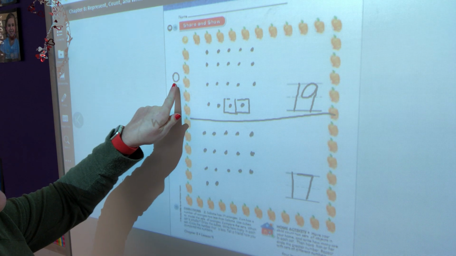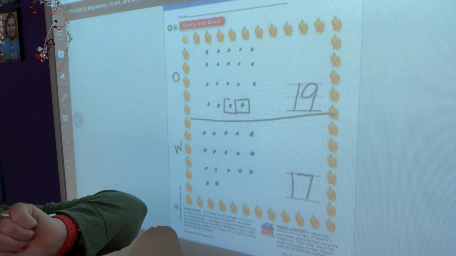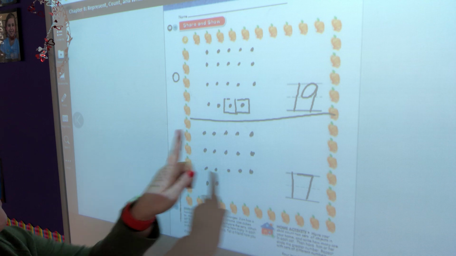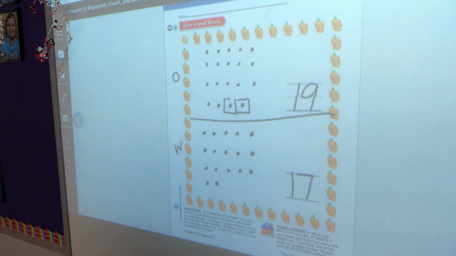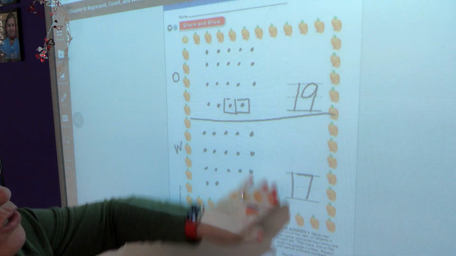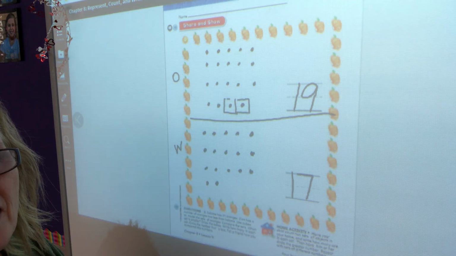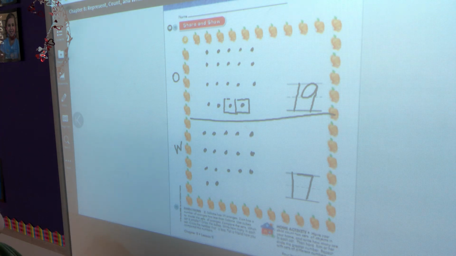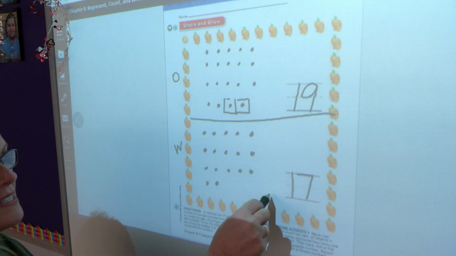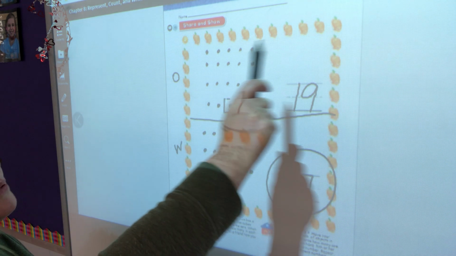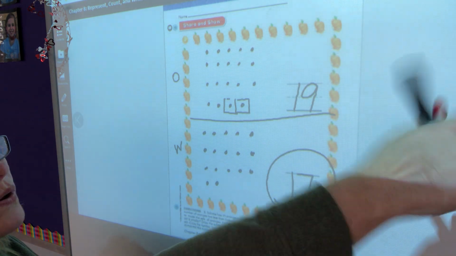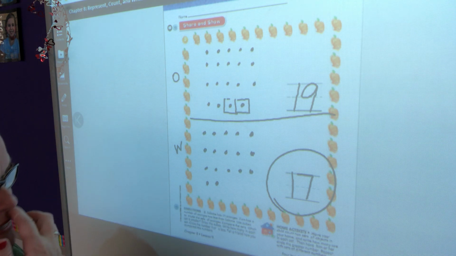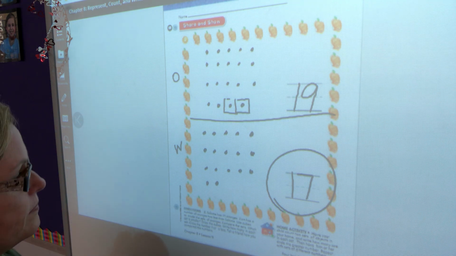So O is for Ott. Mrs. Ott has 19 oranges. W is for Wood. Mrs. Wood has 17 oranges. I want to know which of these two numbers is less. That's another way of saying the smallest number. Which one is the smallest, or which one has less? It is 17. Remember that number line. The numbers farther to the right are going to be the greater numbers, and as you go to the left, they get smaller. So 17 is less than 19.